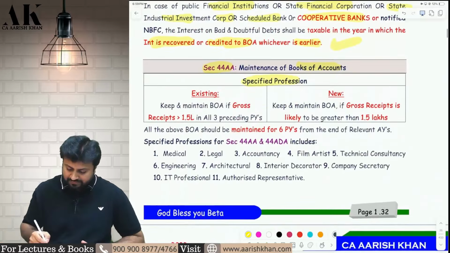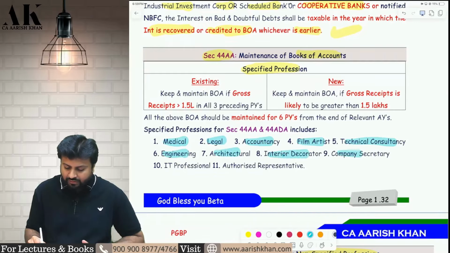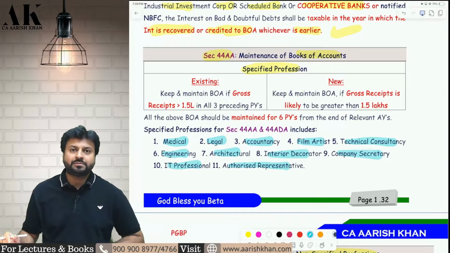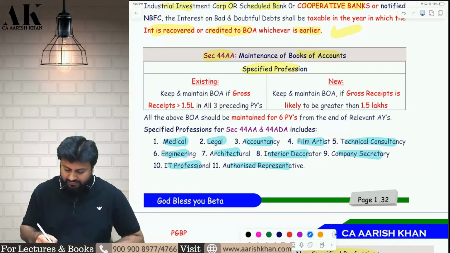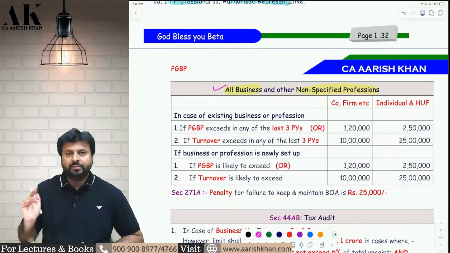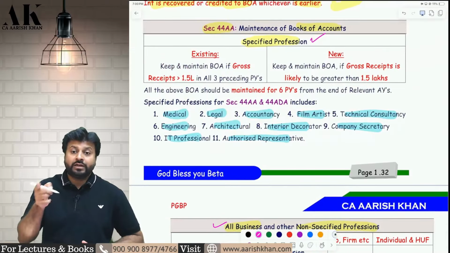So who comes under specified profession? Let's see. Medical, legal, accountancy, film artist, technical consultancy, engineering, architectural, interior decoration, company secretary, IT professional, authorized representative. These 11 people will come under specified profession. If you are any of the 11 people, then your limit is given here. If you are any other person, then your limit is given over here. So for specified profession, what is the limit? In that also you need to check whether you are existing or new.